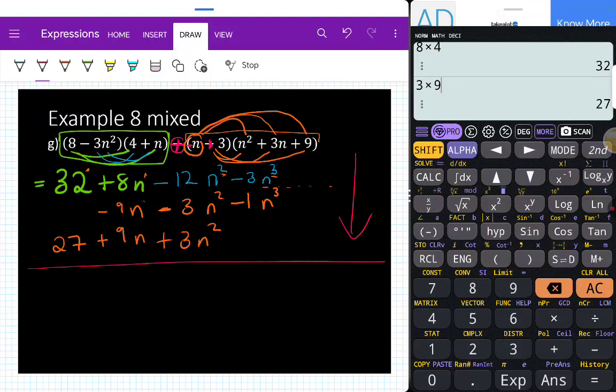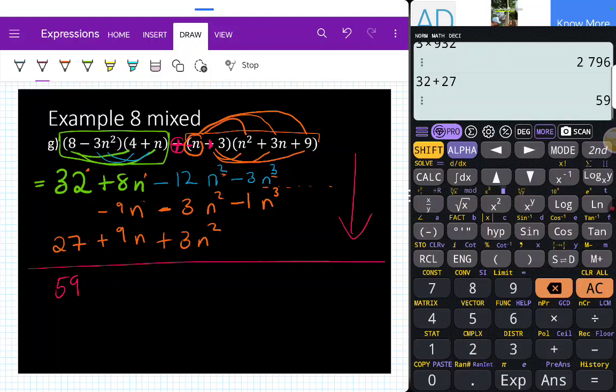The reason why I do it like this is because it's easier for me to put like terms one on top of the other, then it's easy to count. There are no n's here. 32, okay, let's equal that. 32 plus 27 gives me a total of 59.